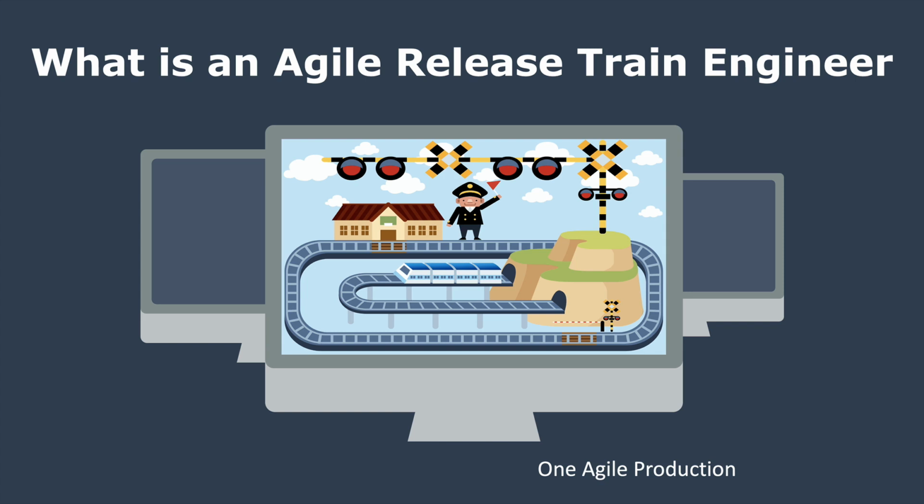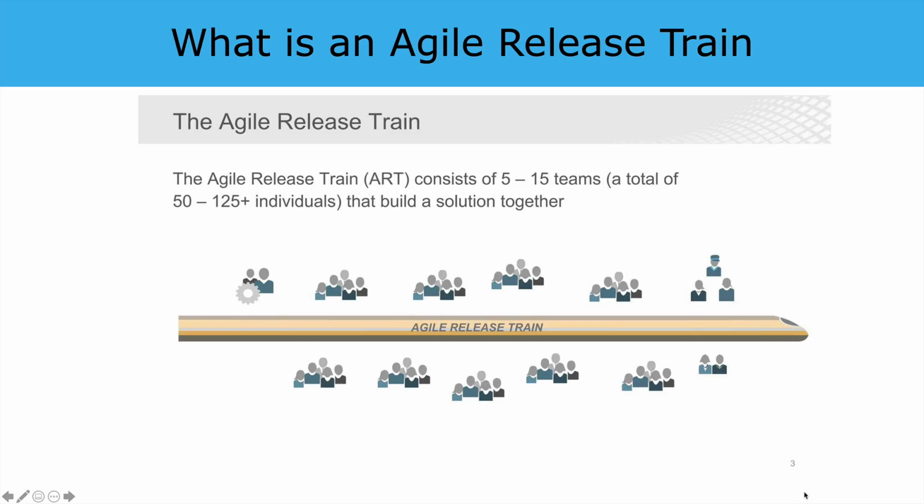My name is Ash Khan and in this tutorial we will look at what is an Agile Release Train Engineer. Let us first look at what is an Agile Release Train. The Agile Release Train, also known as an ART, is a self-organizing team of Agile teams. You can look at an Agile Release Train as a virtual organization which is organized around value streams to ensure the value is being delivered by building solutions that deliver benefits to the end users.